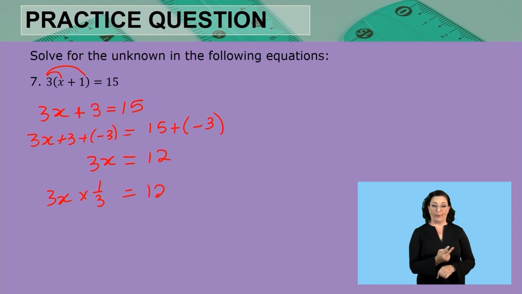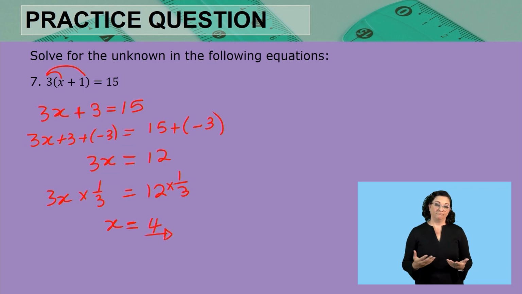So I'm going to multiply both sides by 1/3, and that is going to give us, on the left-hand side, the x, because 3 multiplied by 1/3 is 1, and on the right-hand side, I have 12 multiplied by 1/3, which is the same as 12 divided by 3, and that gives us an answer of 4. And that's the unknown value in our equation.